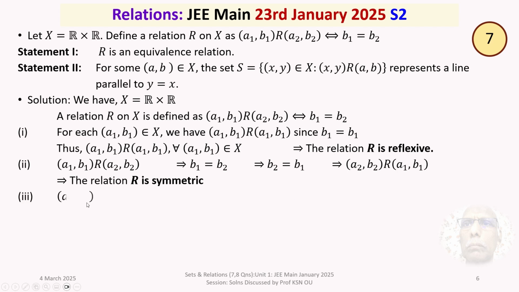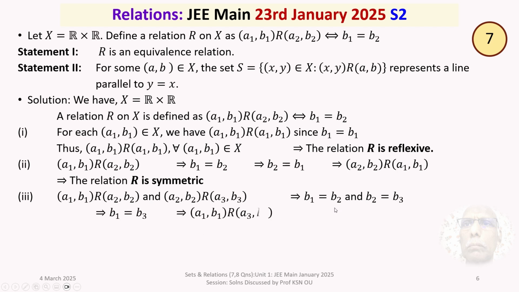Go for the transitivity. So A1, B1 related to A2, B2 and A2, B2 related to A3, B3 implies from the first B1 is equal to B2. From the second, you will get B2 is equal to B3. This implies B1 is equal to B3. That means the first ordered pair A1, B1 related to A3, B3 because B1 is equal to B3. We are using both ways of this if and only if. This implies the relation R is transitive.